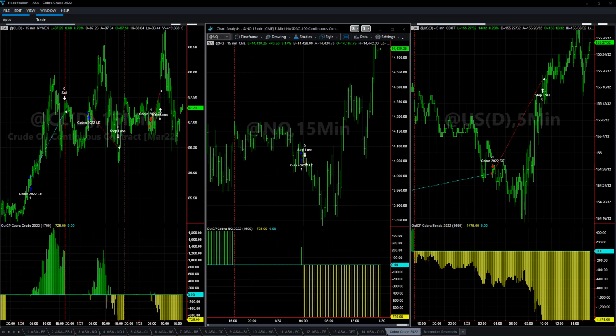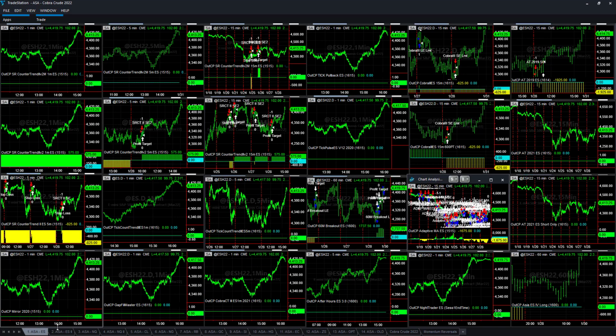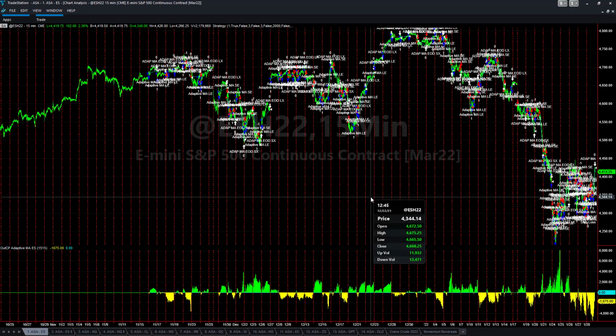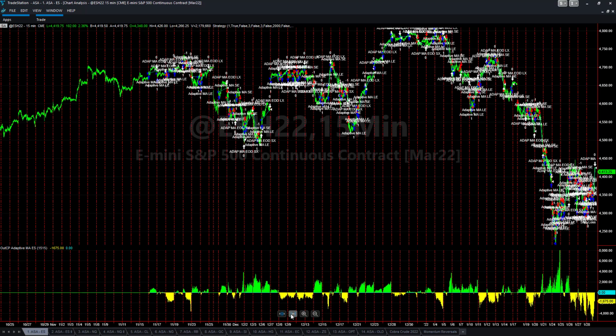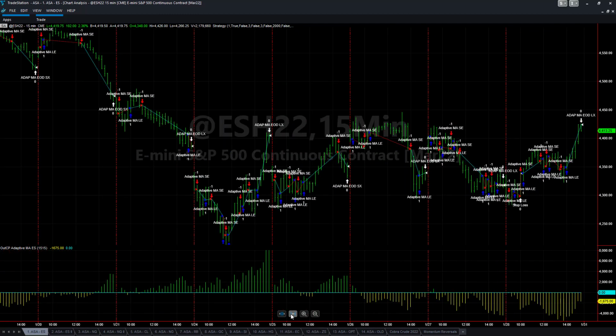So let's take a look at the charts. All Strategy Access 1 ES. You see the SR counter trends had a mixture of winners and losers this week. Adaptive moving average is really aggressive. Let's take a look at adaptive moving average. 60-minute breakout was up yesterday as well. Adaptive moving average right here caught that winner into the close.